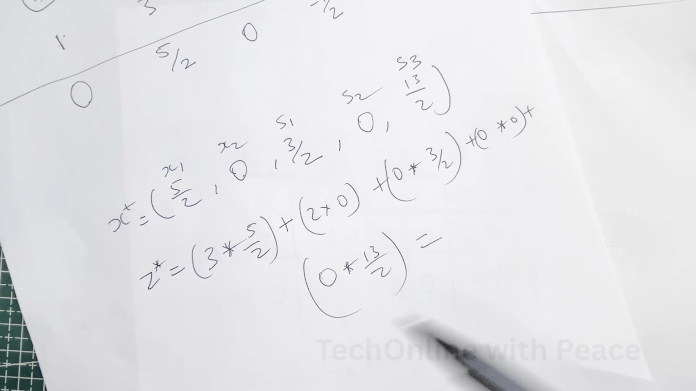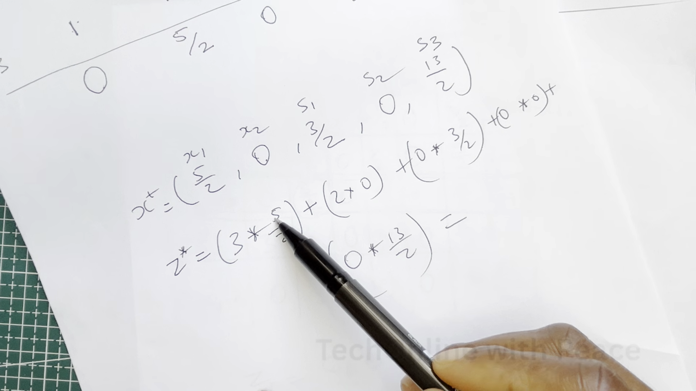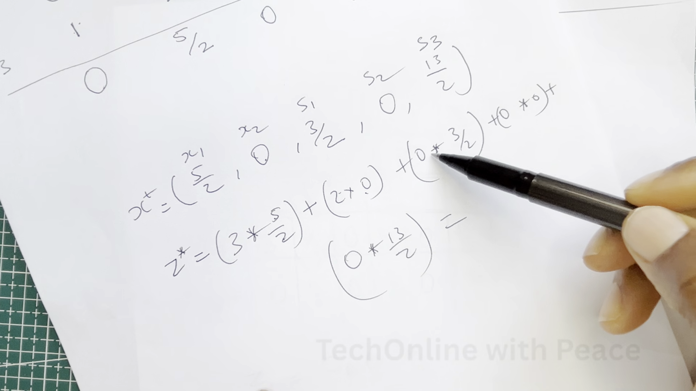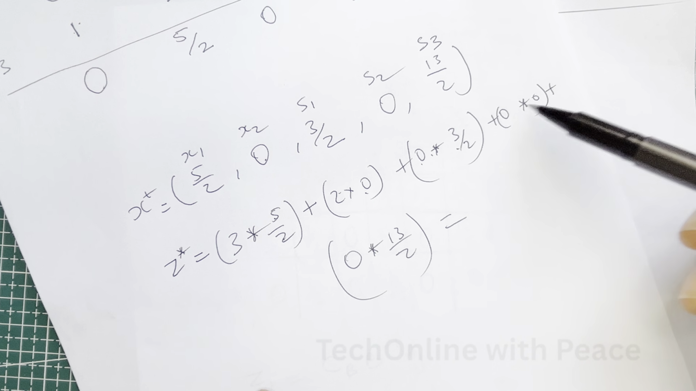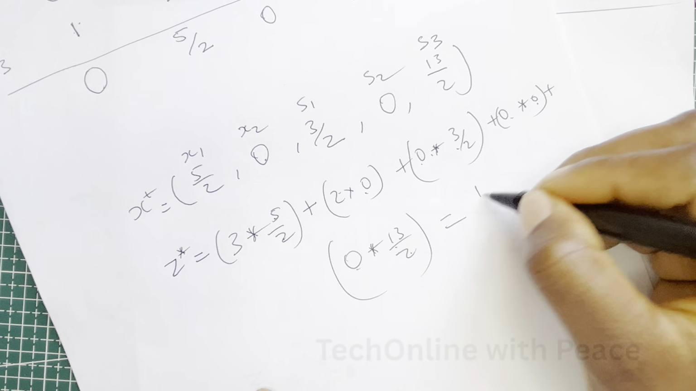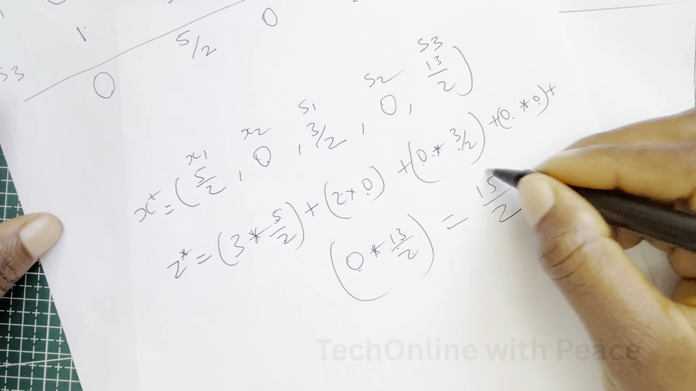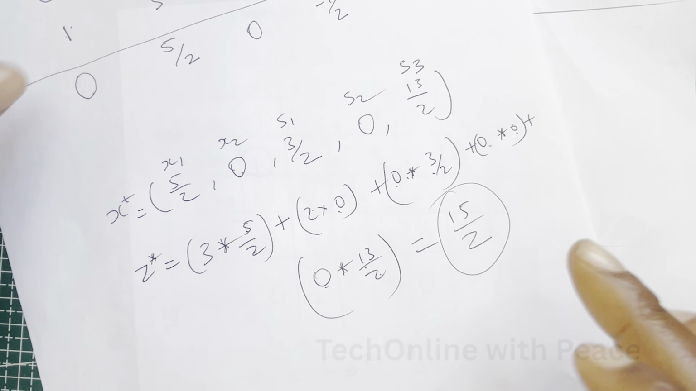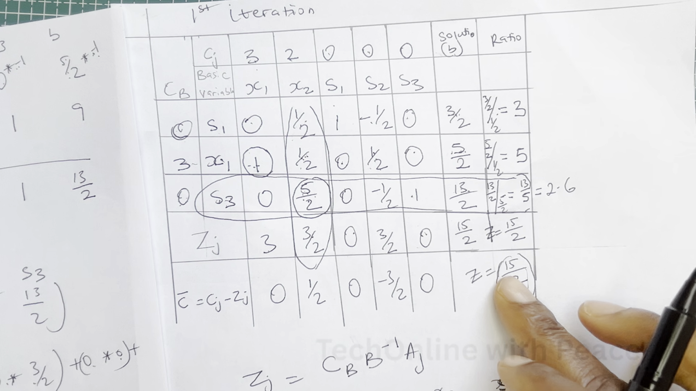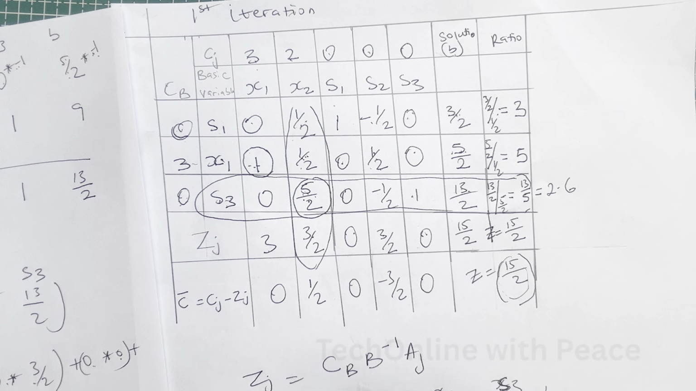To check if you're on track, we need to sum this. 3 times 5 is 15, so we have 15 over 2. 2 times 0 is 0. Everything here is 0. 0 times this is 0, 0 times this is 0, 0 times this is 0. So we have 15 all over 2. So we're on track. If you arrive at the same answer with this, you know that you're on track. So we can move over to the next table.